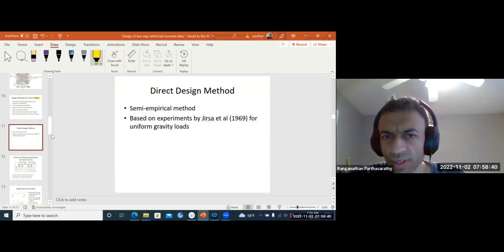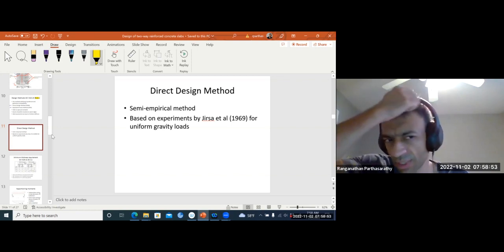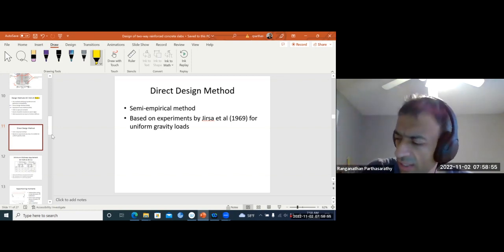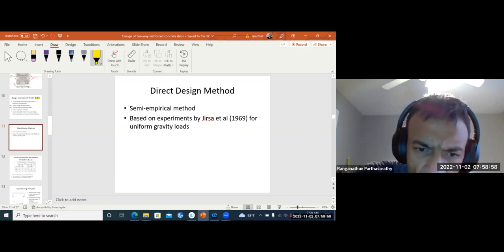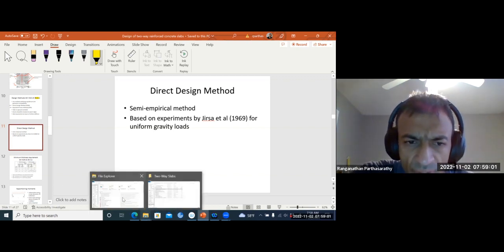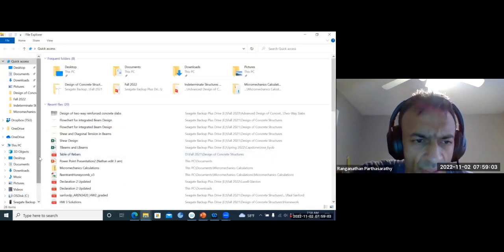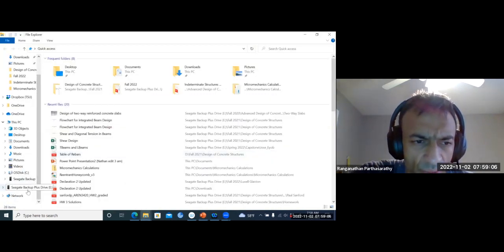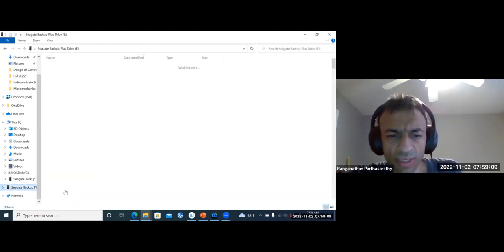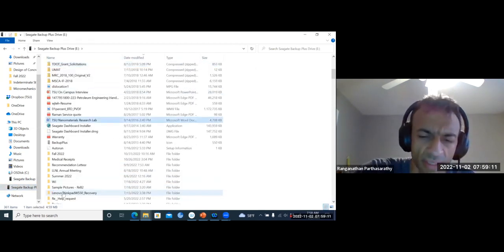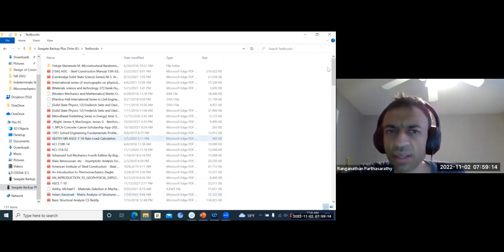Let's go over the direct design method. It is a semi-empirical method. It is based on experiments by Jirsa and other researchers, and it is only used for gravity loading. Let me open one of the older codes, just to show you that the older code does have the direct design method explicitly laid out there, unlike the later codes.